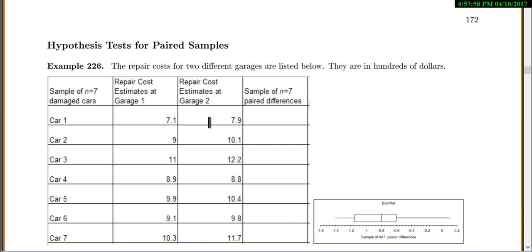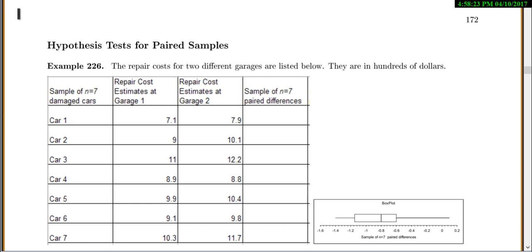So back to our garage example, we wanted to compare the price of the two garages. So someone actually did this. They took a sample of 7 damaged cars, and they took them to garage 1, and you can see all the repair costs, and then you can see garage 2, their repair costs. And these are in hundreds of dollars, so that's $710, $900, $1,100. And so they take each car to each garage, give the answers.